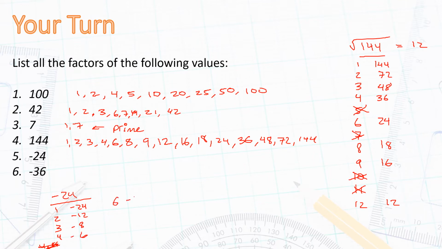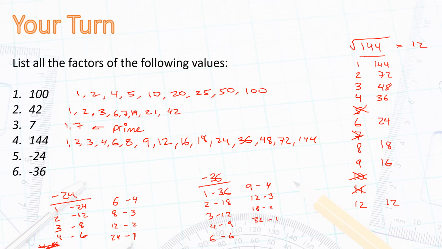So like 6 times negative 4, 8 times negative 3, 12 times negative 2, and 24 times negative 1. And that would be my full list of factors for negative 36: 1 times minus 36, 2 times minus 18, 3 times minus 12, 4 times minus 9, 5 doesn't work, 6 times negative 6, and then the other way as well. So we got 9 times negative 4, 12 times negative 3, 18 times negative 2, and 36 times negative 1. That would be my full list of factors.